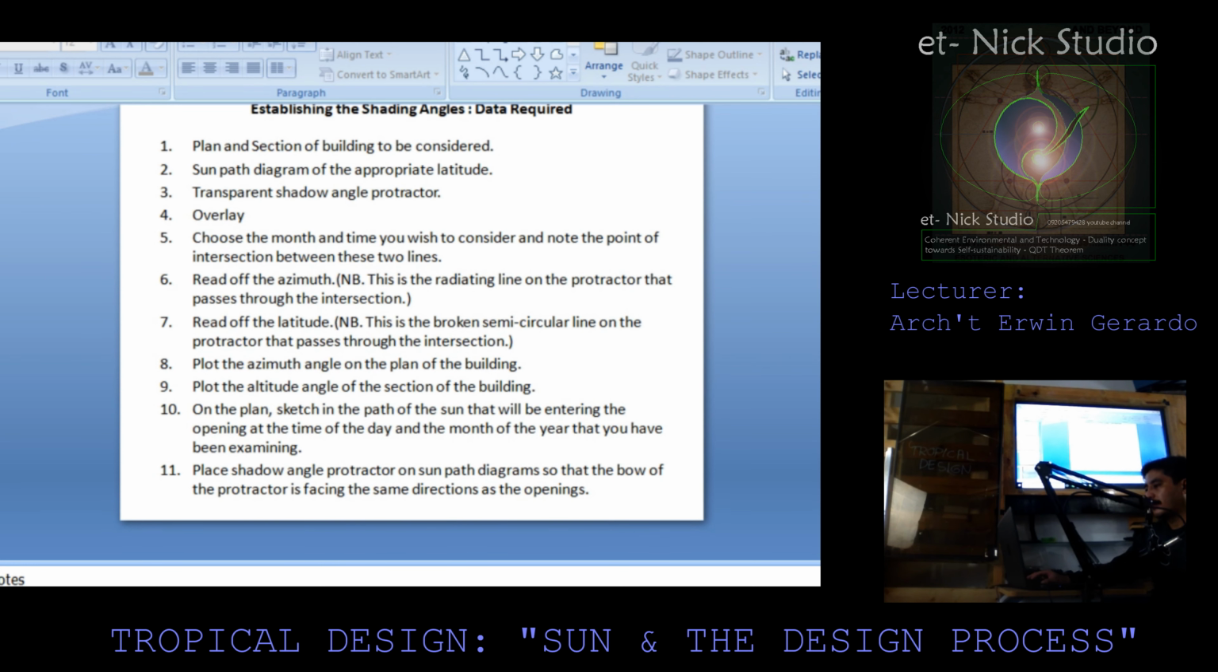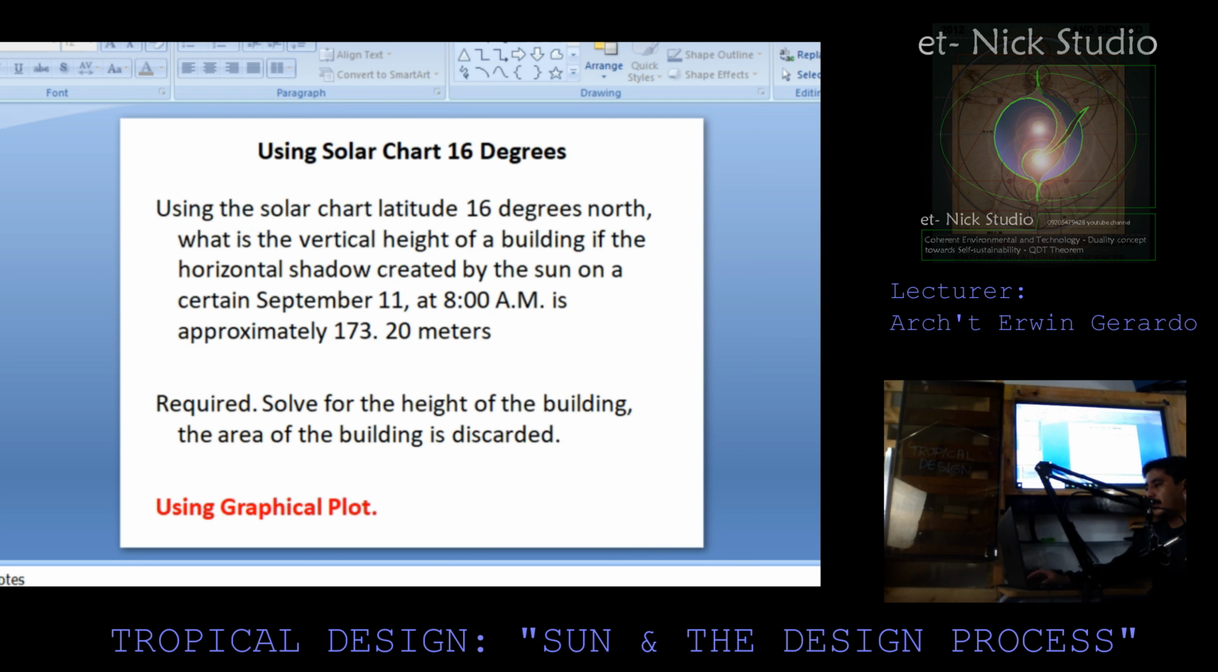Using solar chart 16 degrees. So take note that it will actually depend on the type of chart that you're going to use. So the coordinate is very important to pinpoint the exact location of your site. In that way, you'll be able to utilize the correct solar chart. So take note, different latitudes have different angles.